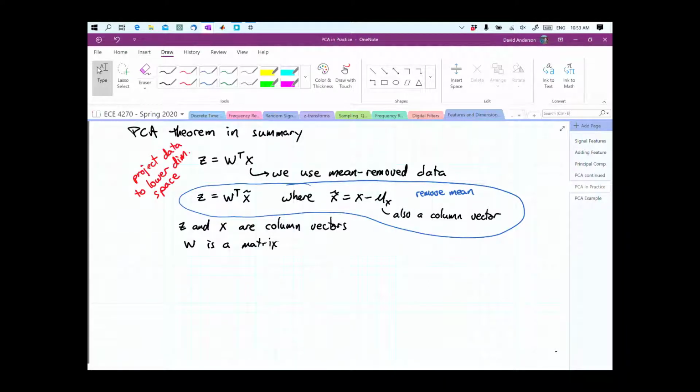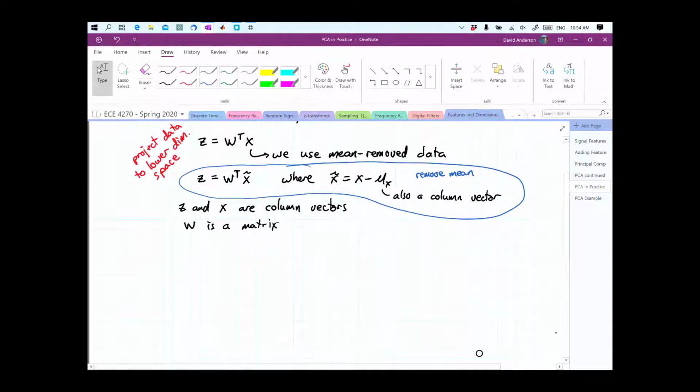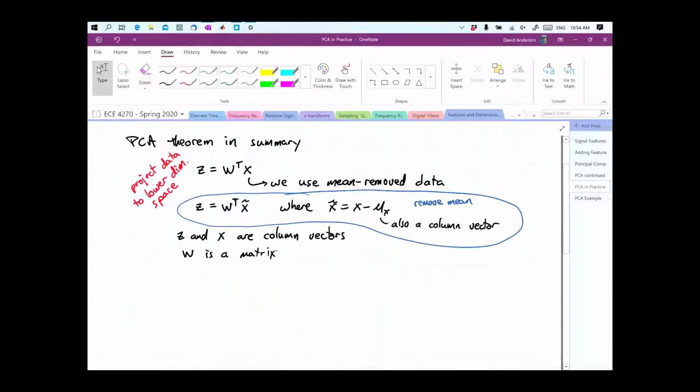Okay, so Z and X are column vectors. Z may actually be a degenerate column vector, meaning that it may actually be a scalar, only having one element in the column vector. And W is a matrix. And W may be degenerate in that it only has one column, making it a vector. But in general, W is a matrix, and Z and X, and also the mean vector, are all column vectors.